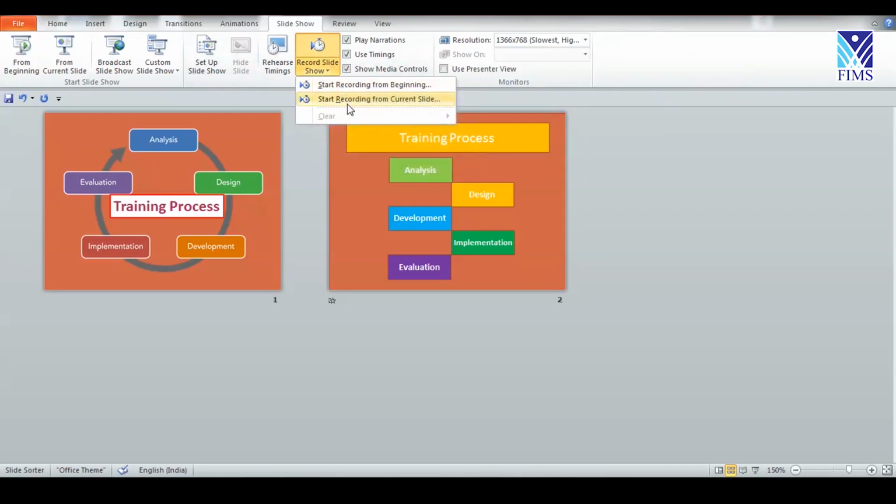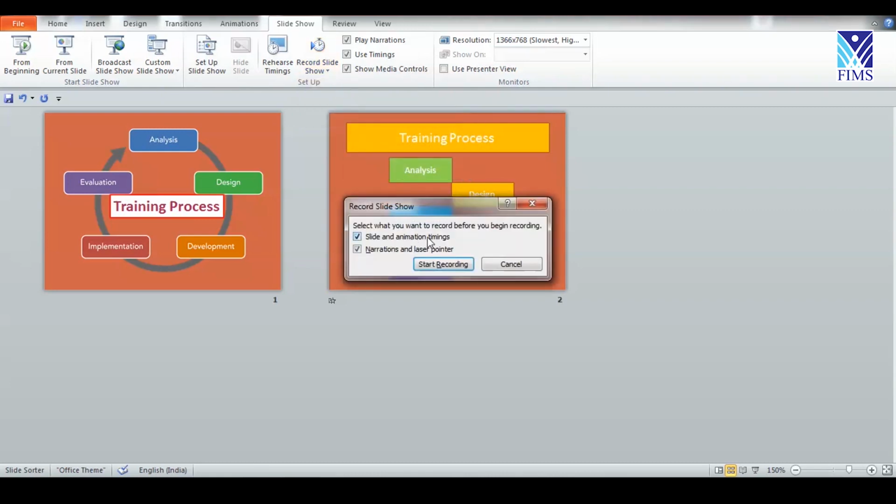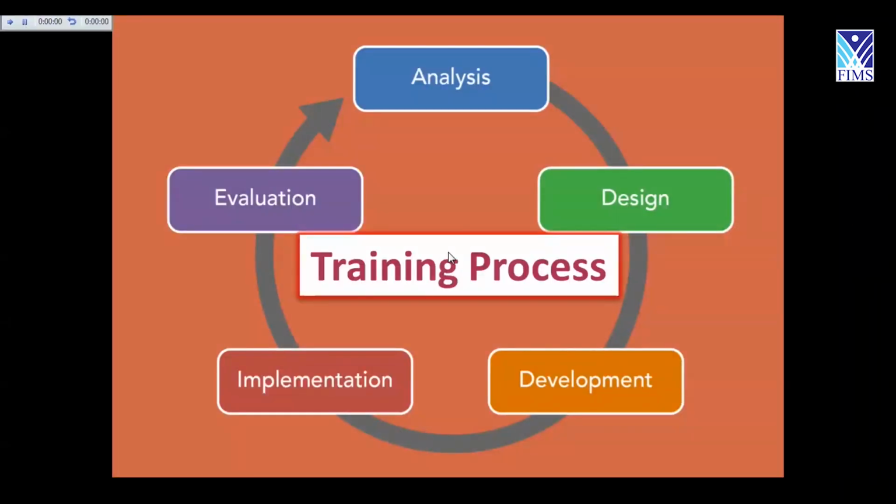In the slideshow option, you can choose record slideshow, where you can see two options. In that, you choose record from beginning. You will click that, and you will get another pop-up window. You click start recording.